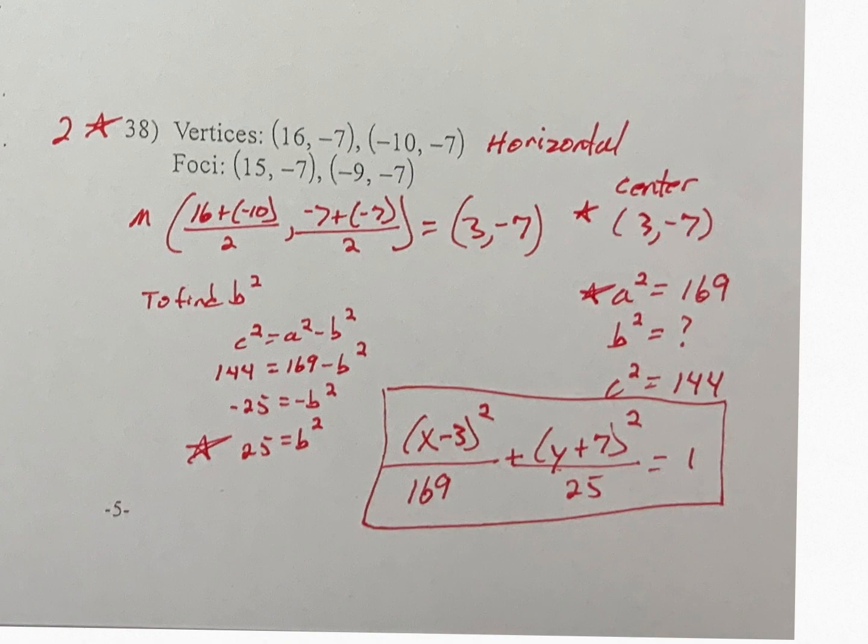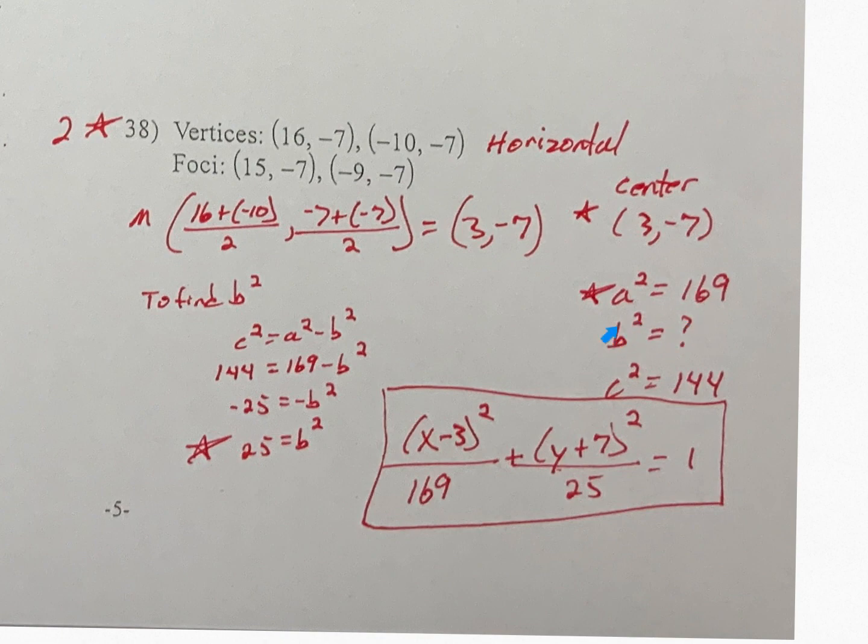So I can find the a value and therefore the a squared. We are going from an x value of 3 in the center to an x value of 16 at one of the vertices, or from an x value of 3 at the center to a negative 10. Well, the difference there, 16 minus 3 is 13, and 13 squared is 169, so that's our a squared.